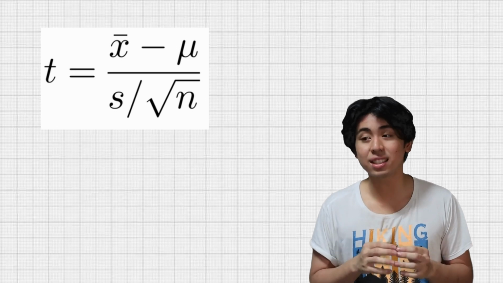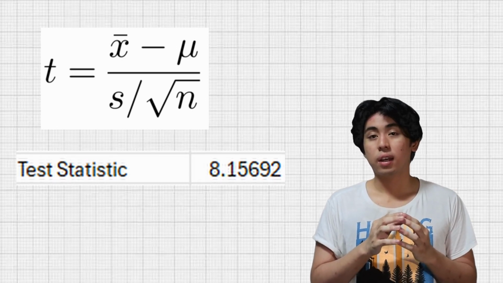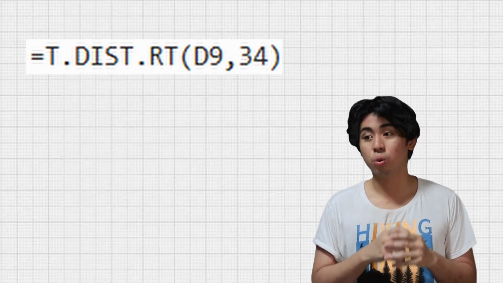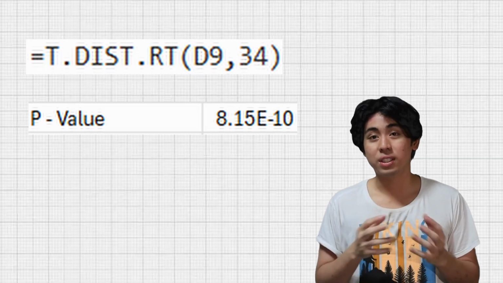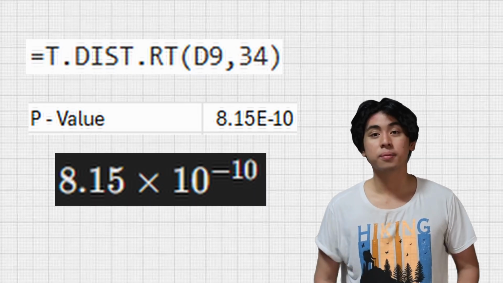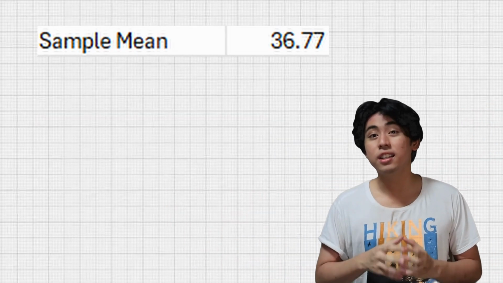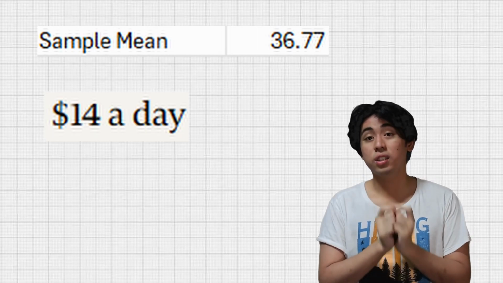And we get our test statistic of 8.156. Then we'll calculate the p-value using the Excel formula, and it equals 8.15e-10, which is equivalent to 8.15 times 10 to the power of minus 10. Why is it so small? I'm glad you asked. This is because our sample mean differs significantly from our claim of $14.